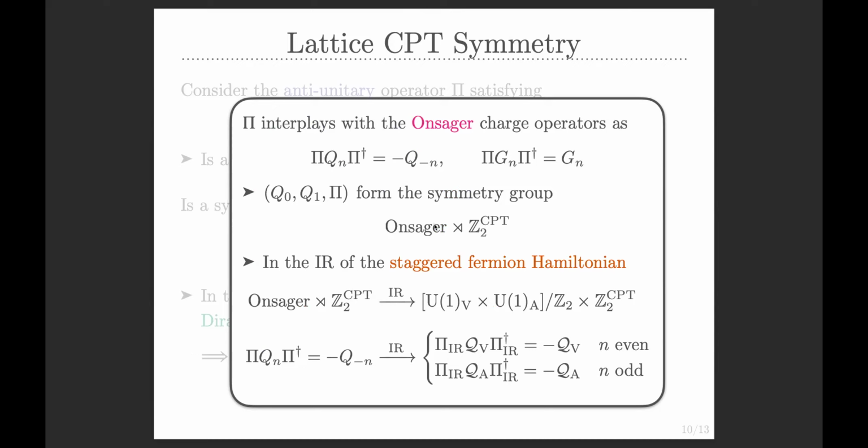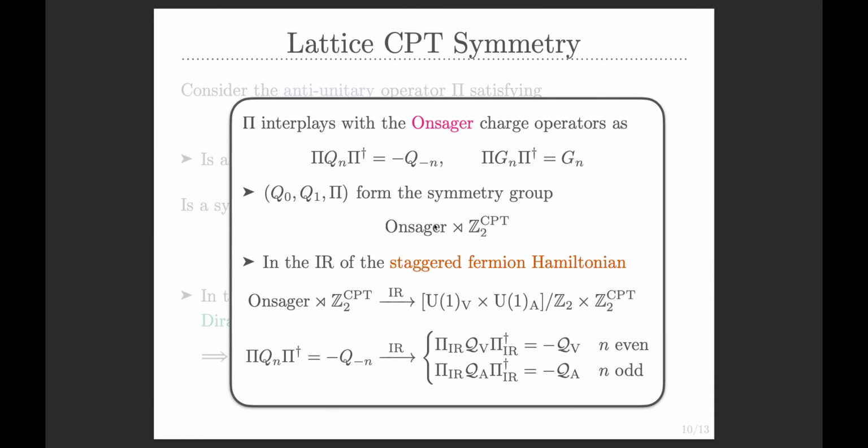And the precise relation that underlies this UV to IR symmetry map is the following. Remember in the IR, G becomes 0, so nothing interesting happens here. So it's all about what's happening over here. In the IR when n is even, Qn will go to QV, Q minus n will also go to QV. So this just becomes the charge conjugation of QV. And similarly, when n is odd, we'll have this become the charge conjugation of QA. So that's giving rise to C in the CP.